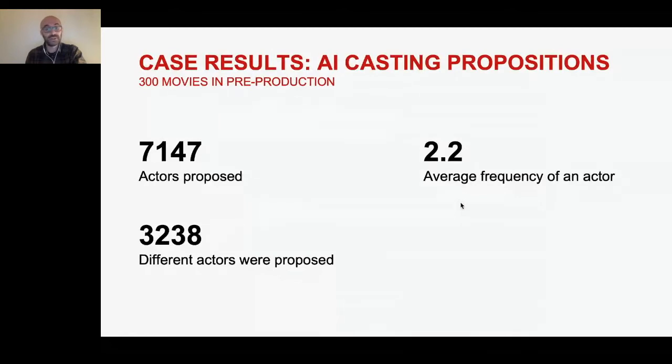But since it looks at the potential connections of these actors with your character in a very comprehensive way, it can find some connections that could bring a success you would never think of, and it puts this in front of your table. So that's what we mean with AI bringing more opportunity for different actors.